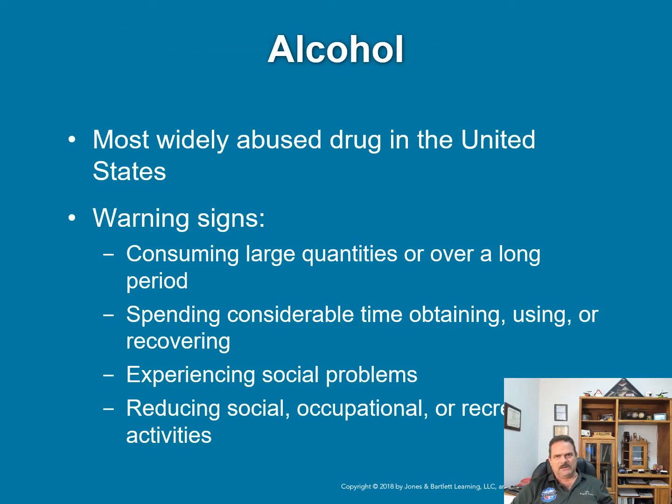All right, so let's talk about some specifics. Alcohol is the most widely abused drug in the United States. It's a part of our society. Most adults have drunk alcohol, and almost 27% report binge drinking in the past month. Warning signs of alcoholism include consuming alcohol in large quantities over a long period of time, spending considerable time obtaining alcohol, using alcohol, or recovering from its effects.